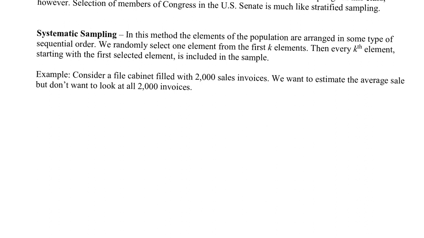But of course, you don't want to go down there and look at all 2,000 invoices. So you want to take a sample and use that sample to approximate the average sale. So with systematic sampling, let's first start off with a question of how many will we choose to look at? And let's just say you think, well, maybe 100. Okay, now again, you don't have to know why I'm saying 100. We just have to understand this process when we see it. So we don't want to look at 2,000 invoices. So what we are going to do is look at 100 invoices.